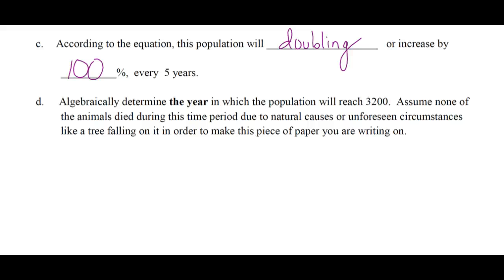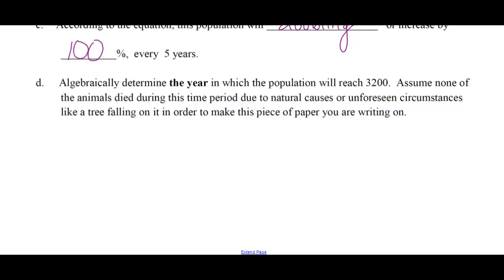Algebraically determine the year in which the population will reach 3,200. Assume none of the animals died during this time period due to natural causes or unforeseen circumstances, like a tree falling on it, which made the paper that you're writing this on. I didn't write that. I could have, but.